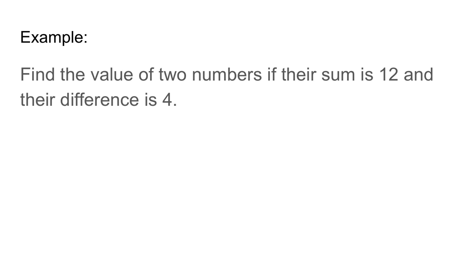First thing we have to think about here is, okay, we're looking for two numbers. That's what my variables are representing, the thing we're trying to find. So the two numbers are going to be x and y. It does not really matter which one is which. It says, find the value of two numbers if their sum is 12. That's one thing it tells me. And another thing it tells me is that their difference is 4.